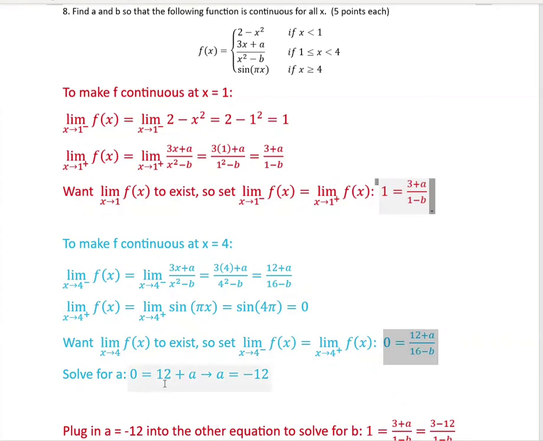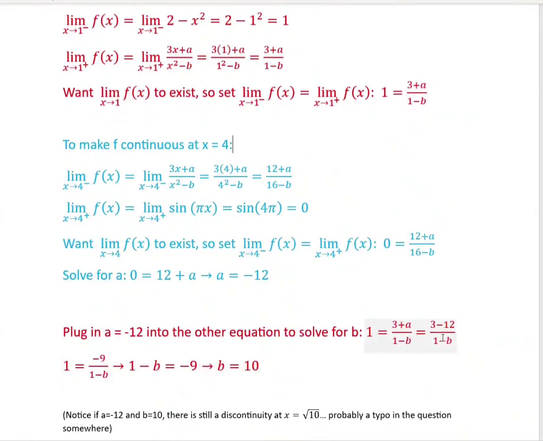So 0 is equal to 12 plus a. If I multiply 16 minus b on both sides, this is times 0, that would go away. So a is negative 12. We found a is negative 12. We can plug in negative 12 into this equation to solve for b. So that's what I showed over here. B would equal 10 then. Okay, so those would be our a and b.